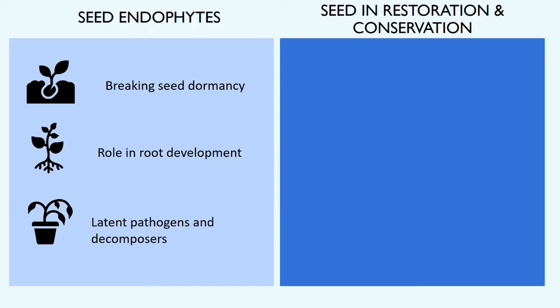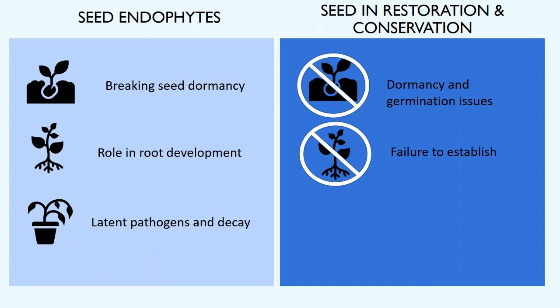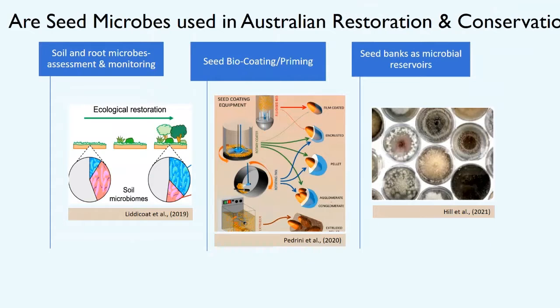And so I thought seed endophytes may play a role in addressing seed-based restoration issues, where there are often low rates of germination in the field, with some seedlings even failing to establish, and problems with seed decay and spoilage whilst the seed is in the soil seed bank. So, are seed microbes currently used in restoration within Australia? The short answer is not really.